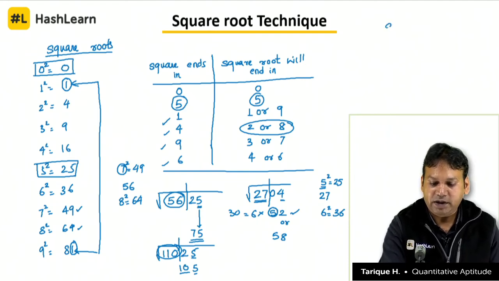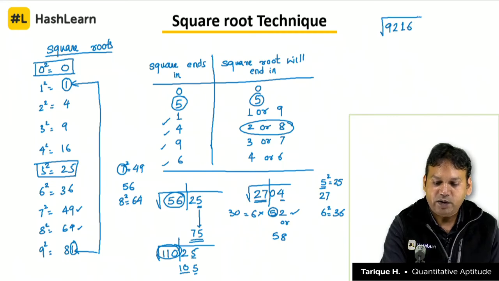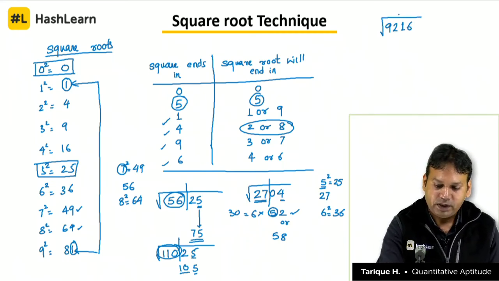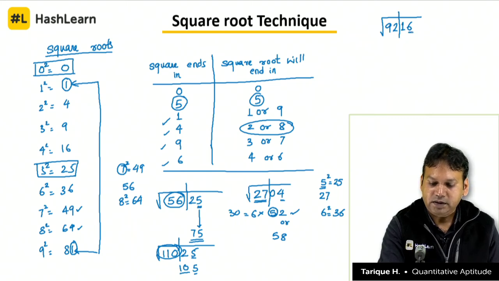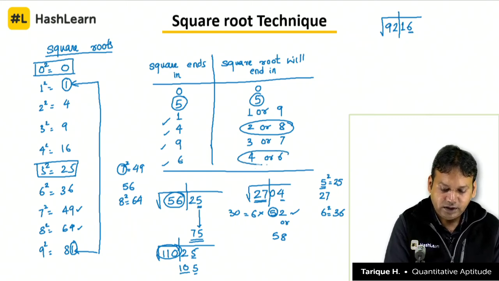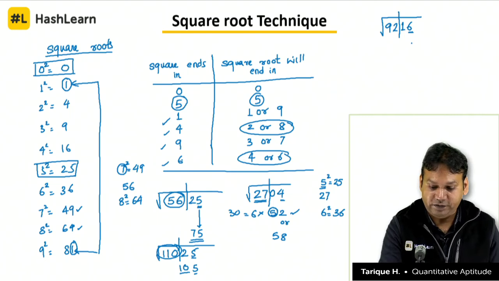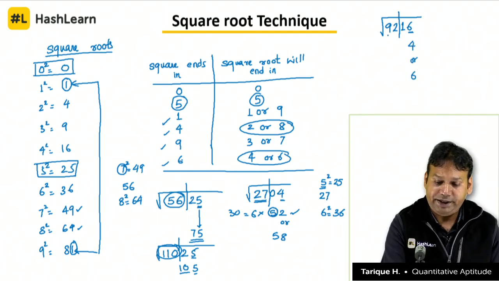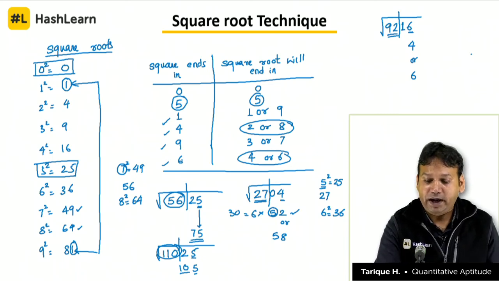Let us take one more example here for you to understand. Let us take the number 9216. What is the square root of 9216? Take 6 here. What is the rule? The square root is ending in 4 or 6. Is 92 a perfect square? No.